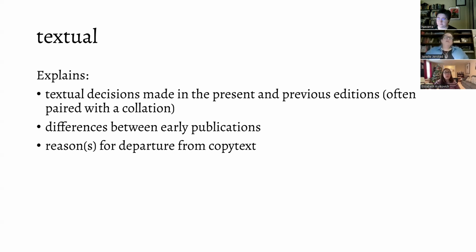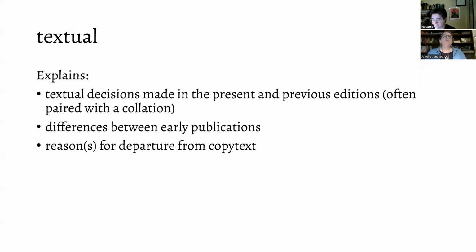Textual annotations explain textual decisions that were made in the present and previous editions. So you'll often pair those with a collation, which we've already talked about. So if you depart from the most recent edition, if you go back to an earlier edition, you'll often want to explain why you did that, what your rationale is for that, and you'll have a collation that will show users what you've done and how that compares to previous editions.